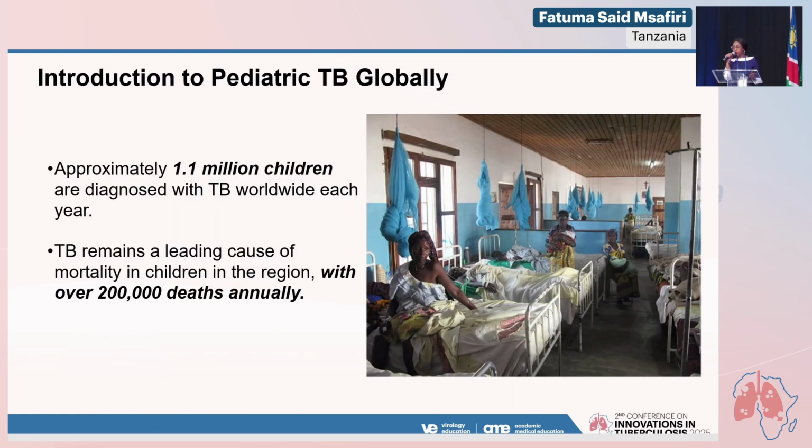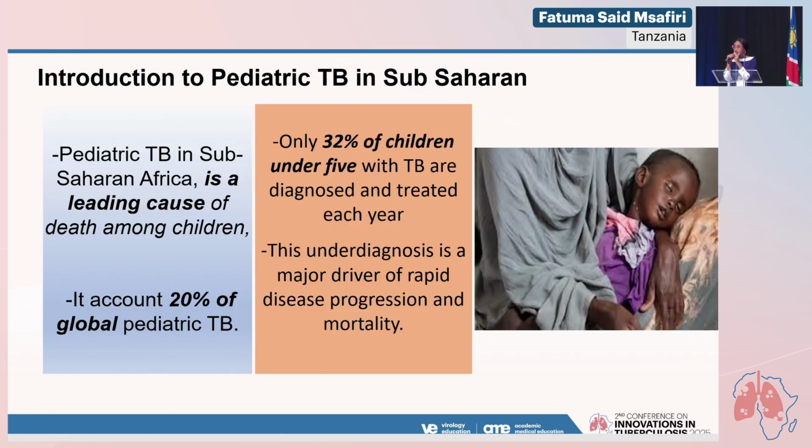As we know, tuberculosis is still an issue in Sub-Saharan Africa, although it's preventable and it has a cure. We still have approximately 1.1 million children diagnosed with TB worldwide each year, and TB remains a leading cause of mortality with over 200,000 deaths annually. In Sub-Saharan Africa it's still the same, accounting for 20% of the global pediatric TB. Only 20% of children under 5 are accurately diagnosed and treated each year, which shows that we still have underdiagnosis of tuberculosis, and this leads to disease progression and mortality.